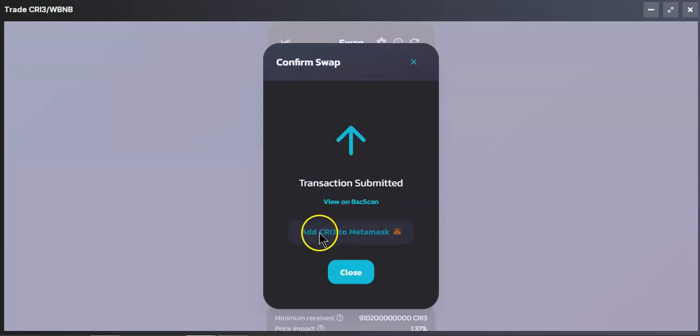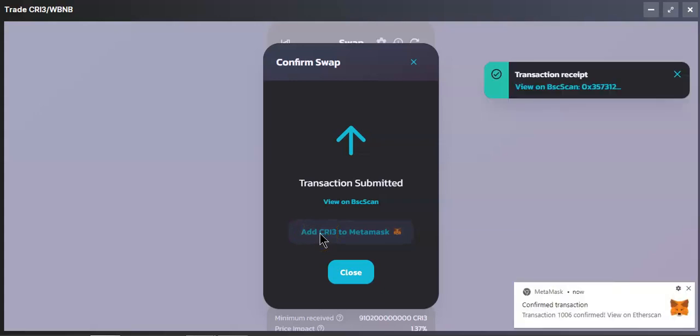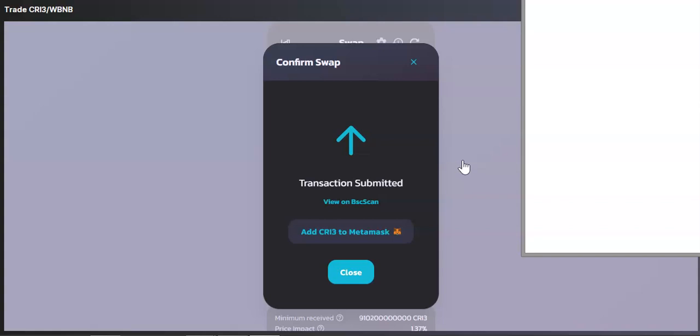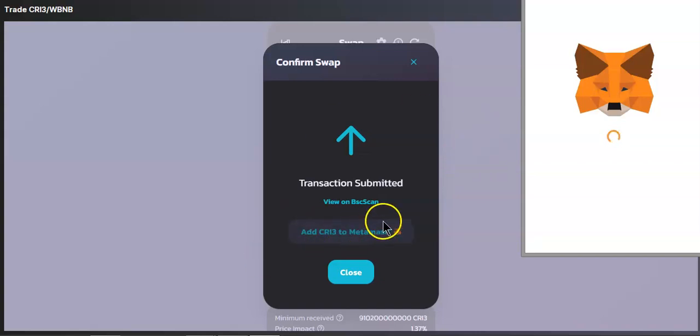Now I'm gonna add this creep token to my MetaMask wallet because I don't have it yet. The slippage, I set it to 5.5. 5 didn't work, so I set it for 5.5 and it did go through. Now I'm just gonna add the creep token to my MetaMask wallet and I am gonna place my point on the price chart, so I will know where my entry point was and can keep track of my trade.